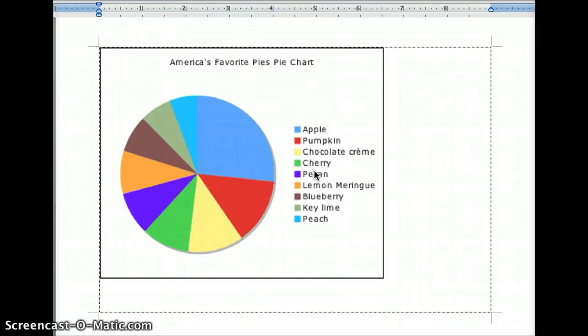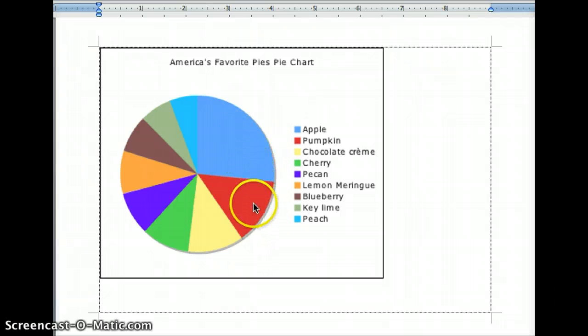What you need to understand about pie graphs is that they are all about percentages. This whole circle is equal to 100%. So the whole pie is 100%, and each piece of that pie represents a certain percentage. So let's look at apple pie. Apple pie is this nice blue color right here. It's one of the favorite pies in America because it is the biggest section of the pie chart. It looks like a little bit over a quarter of Americans enjoy apple pie as their favorite pie.